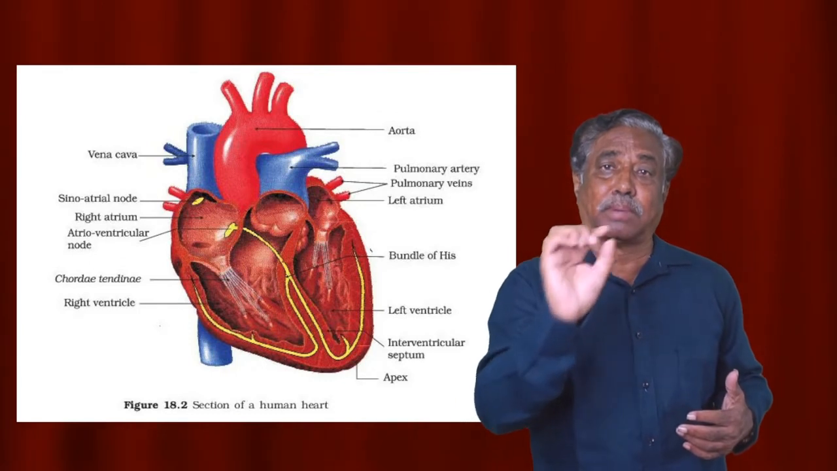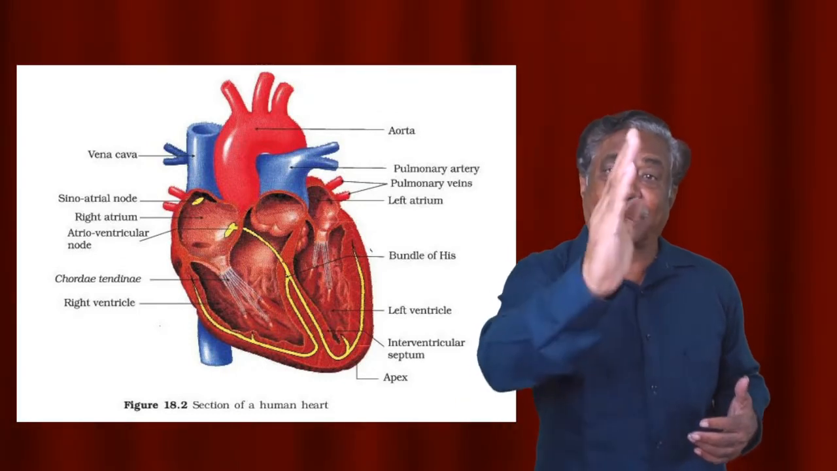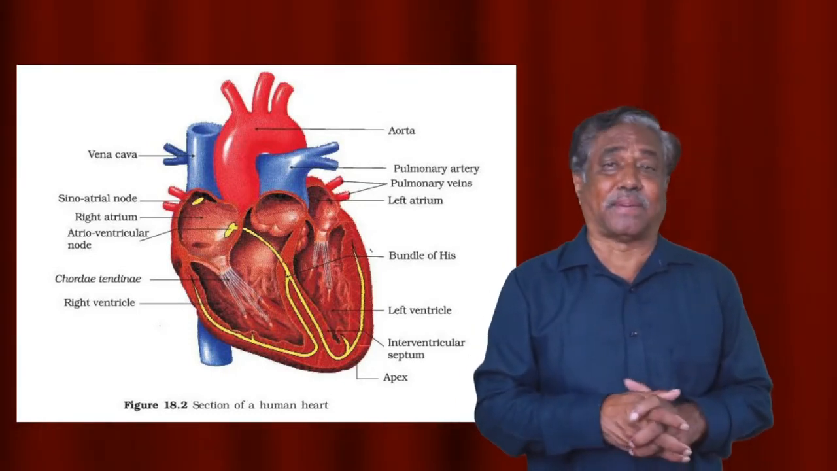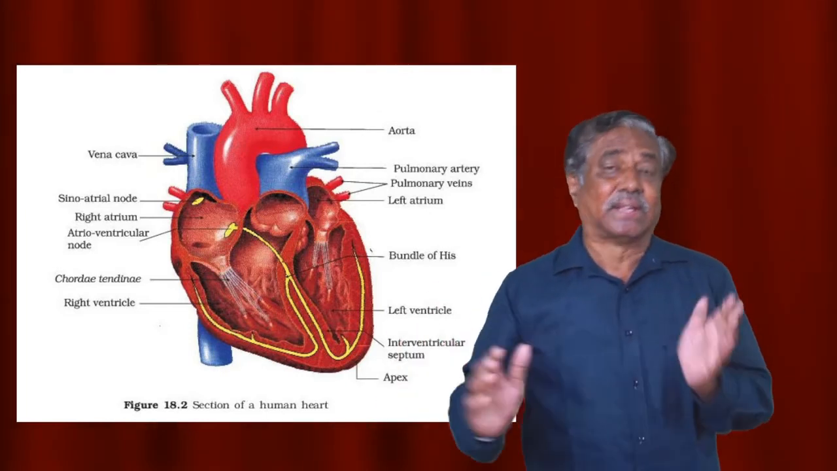Lub (L-U-B) and dup (D-U-P) is the sound known as the heartbeat. The normal heartbeat of a person is 70 to 75, and the average is 72 heartbeats per minute. When the left ventricle contracts, about 70 ml of blood rushes into the aorta. This is known as stroke volume.